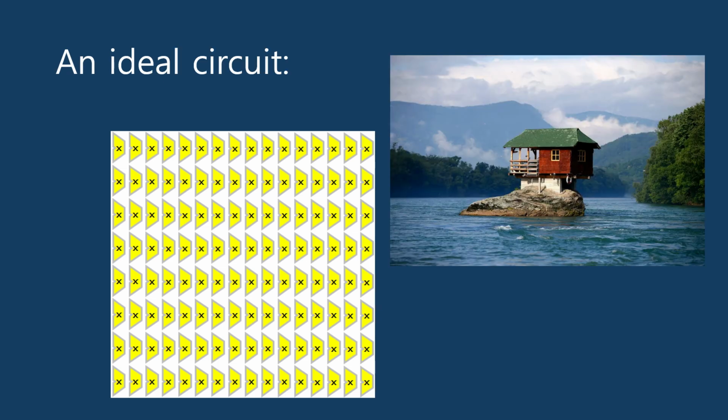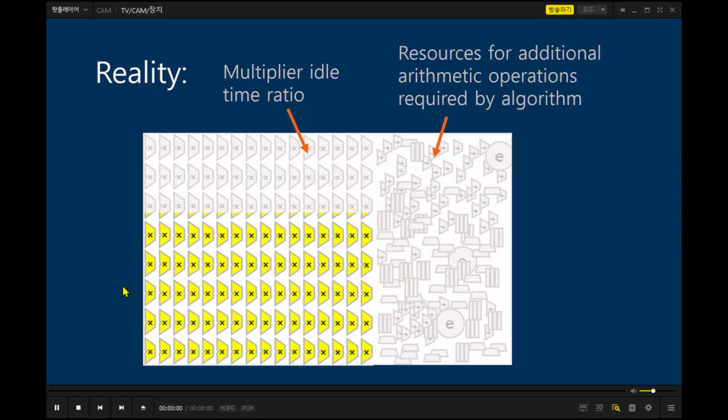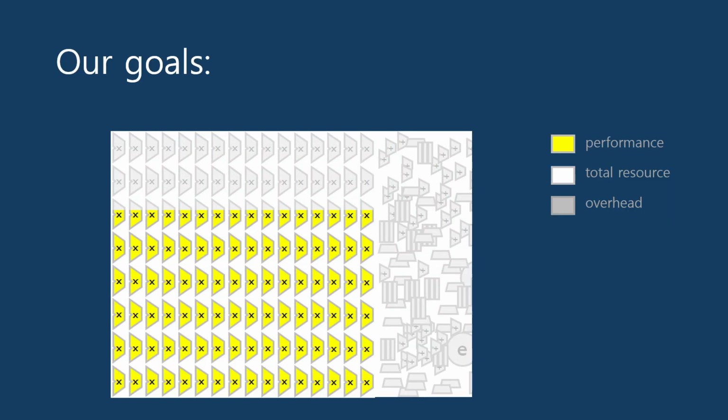In reality, it is difficult to fully utilize all the multipliers, and a significant amount of resources must be used for components other than the multipliers. Although this ideal circuit is impossible to implement, if we design it as close as possible to this circuit, we can achieve high computational efficiency. For this reason, we set our design goals to minimize resources spent on purposes other than the multipliers and maximize the utilization of the multipliers.